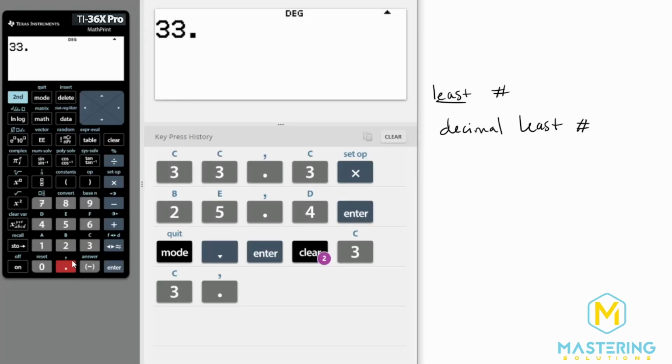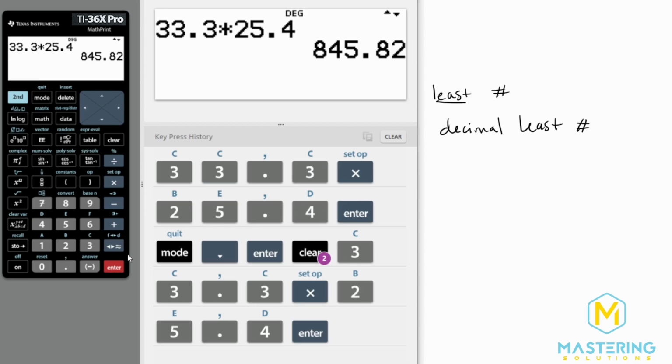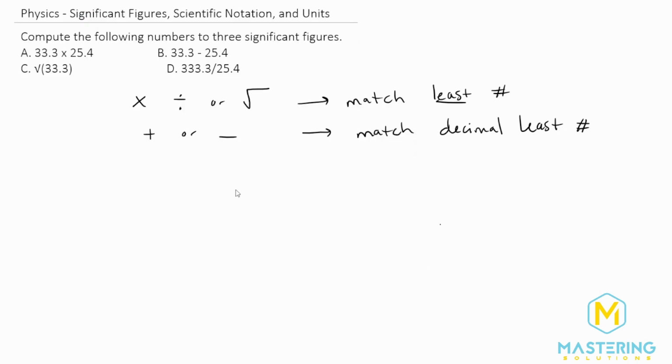So 33.3 times 25.4 is 845.82. So for part A, we have 845.82. And now we have three significant figures for the first number and three significant figures for the second number. So for this, we'll have three significant figures. We'll round this to 846, having three significant figures.